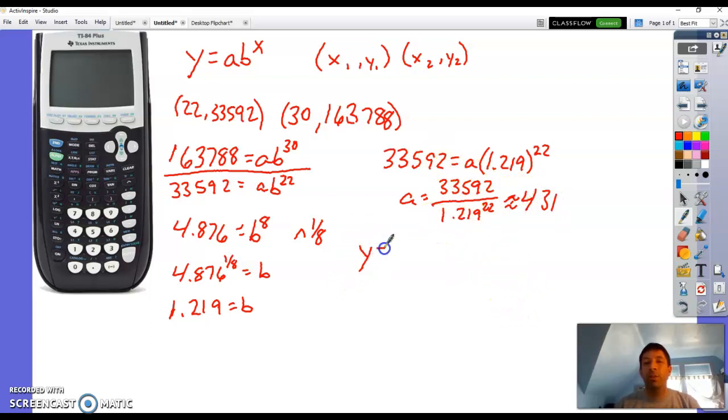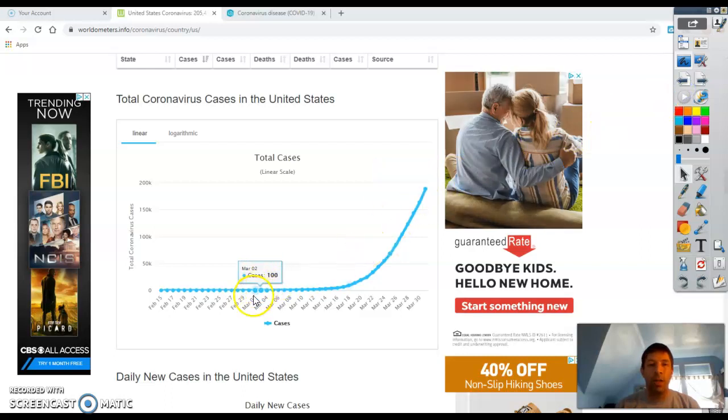So now we have y equals our a value, 431, times our b value, 1.219, to the x. And that's an equation that could represent this exponential growth that we're seeing. Now notice 431, that's the starting value. That's saying if x is 0, which in our case was February 29th, we would expect to see about 431 cases. Let's see if that holds true if we look back at this graph. On February 29th, 68 cases only.